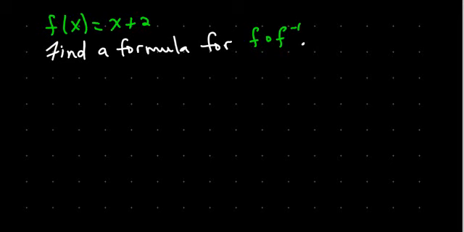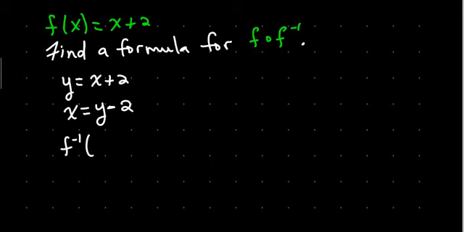Okay, we have the function f of x equals x plus 2, and our instructions are to find a formula for f composed with f inverse. So the first thing I want to do is find the inverse function, f inverse. We set f of x equal to y and solve. So y equals x plus 2, and subtracting 2 from both sides, x equals y minus 2. That is, f inverse of y equals y minus 2.